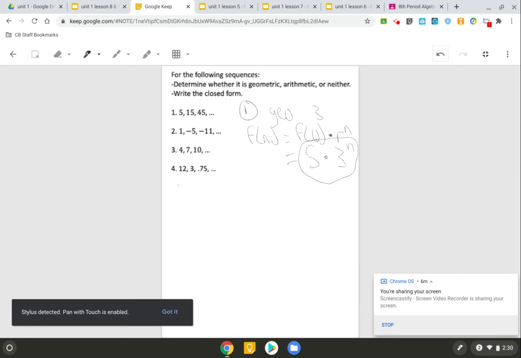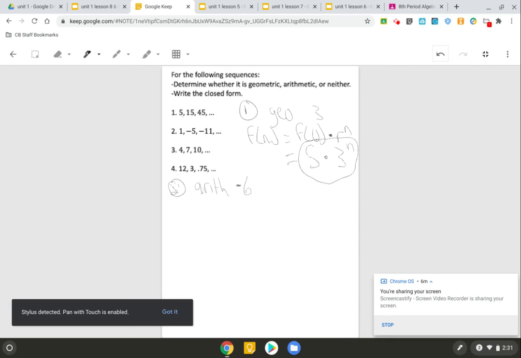Let's look at number 2. So number 2, we go from 1 to -5 and to -11. It looks like we are going down by 6. 1 minus 6 is -5. -5 minus 6 is -11. So this is an arithmetic sequence, and our common difference is -6 because we're going down by 6.